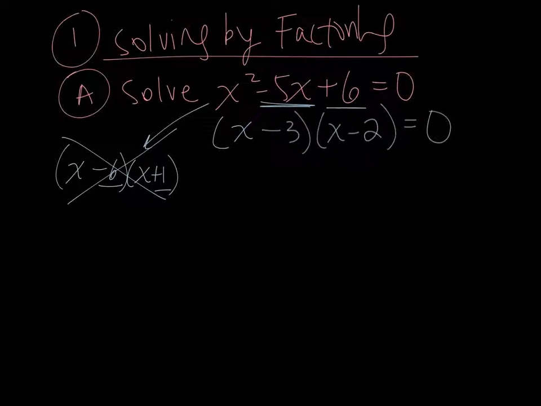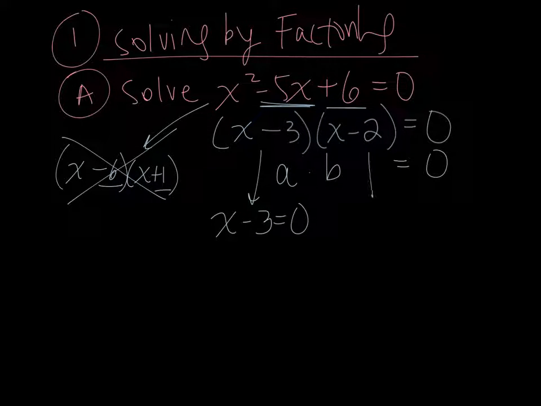And now at this point, let's go back to the correct factoring. We are essentially doing this, a times b equals 0. Do you guys see that? So it's the zero product property. Instead of being a, I have x minus 3, and instead of being b, I have x minus 2. So all you do is set both of these equal to 0. x minus 3 equals 0, or x minus 2 equals 0, and then x equals 3, and x equals 2.